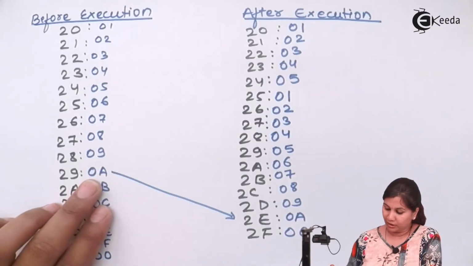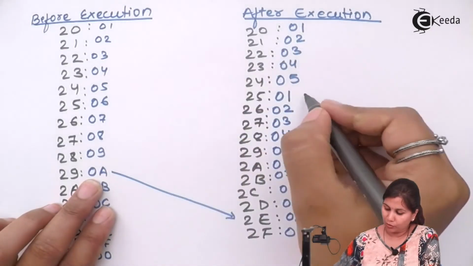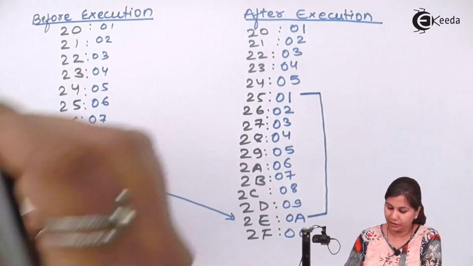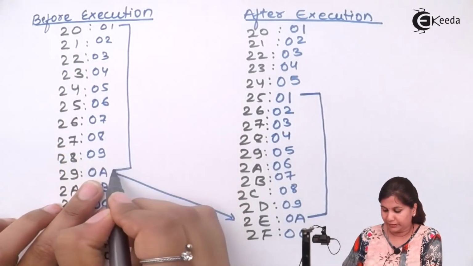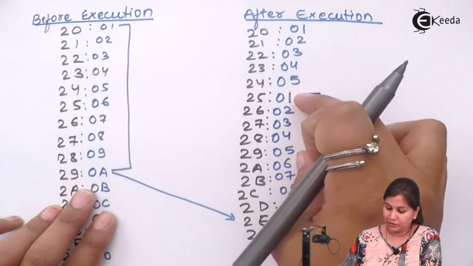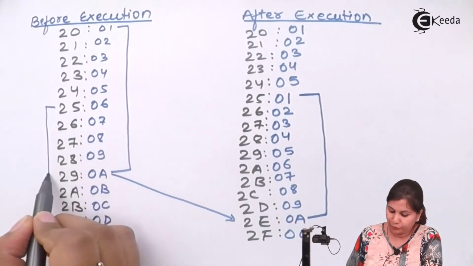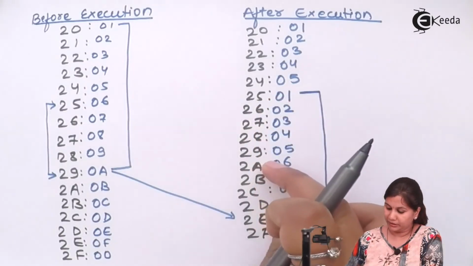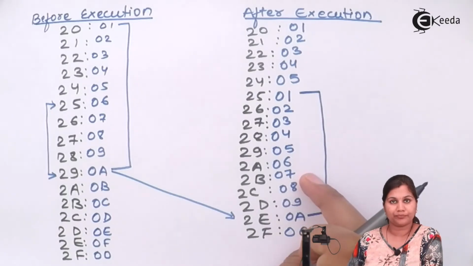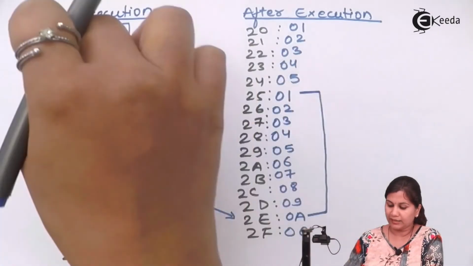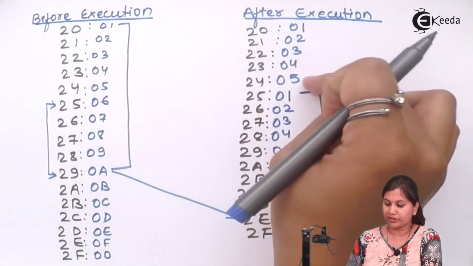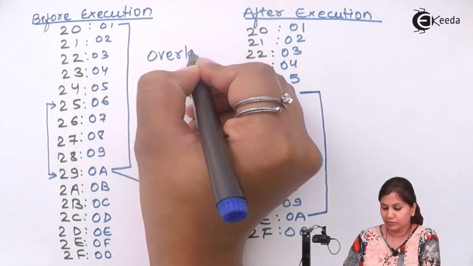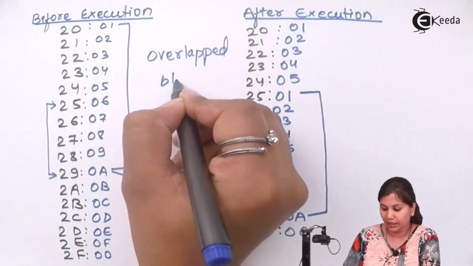So what it has done is, from 20 to 29, all the numbers are transferred to 25 to 2E. So overlapping is there. You can see that the memory locations 25 to 29, their data has been changed. Okay, and the remaining data from 20 to 24 remains as it is. So this is called an overlapped block transfer.